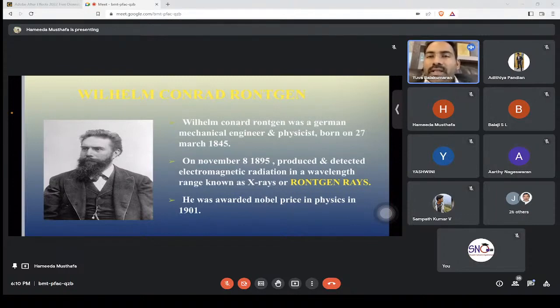It was known as X-rays because he didn't know what to name it. So it is known as X-rays or Röntgen rays. He was awarded the Nobel Prize in Physics in 1901 for discovering X-rays. Next.